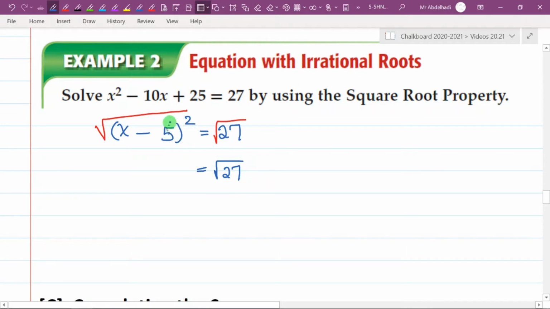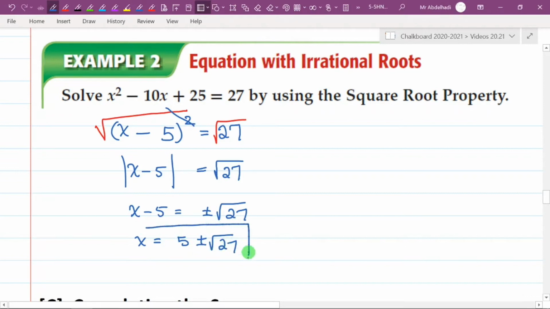Now, what happens on this side? The square root and the square cancel out, and you get x minus 5 in absolute value bars. Don't forget the absolute value bars. The next step, you drop the absolute value bars, and that creates a plus or minus on the other side of the equation without t-barring. And now finally, you want to get the x by itself. We'll add 5 to both sides, and we get 5 plus or minus the square root of 27.